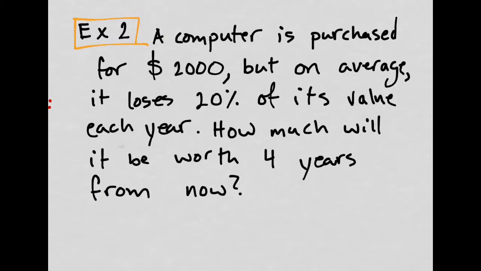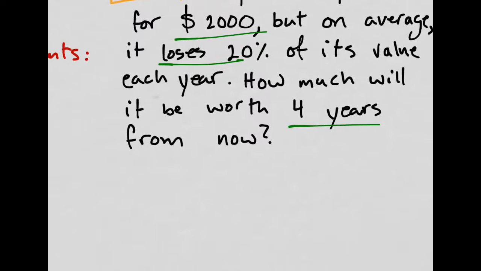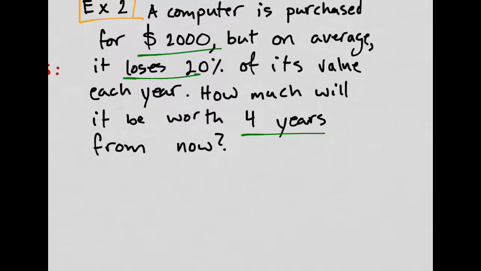Let's look at another example real quick. A computer is purchased for $2,000. That's important, $2,000. But on average it loses 20% of its value each year. That's decreasing. How much will it be worth 4 years from now?